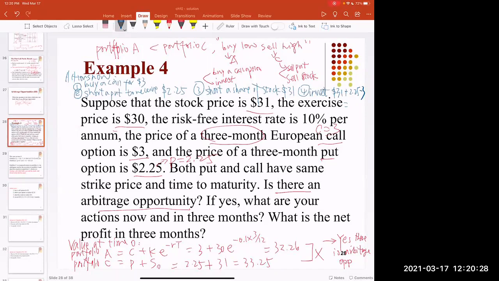$30.25. Yes, 30.25. That's the amount you can invest for 3 months, right? Yes. So that's all the actions now.